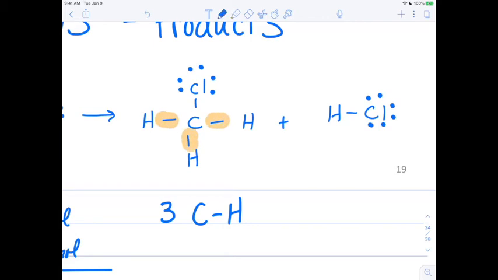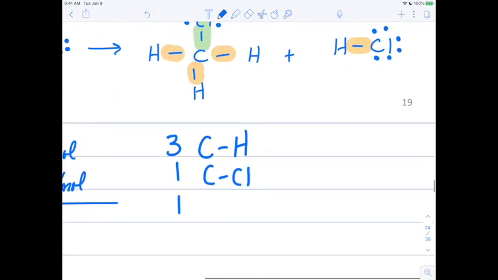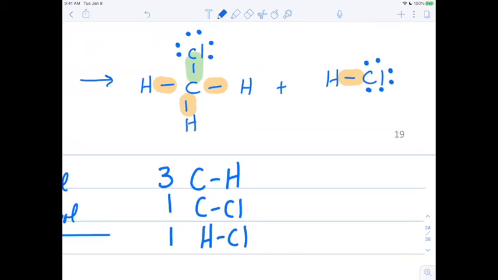All right, what other kinds of bonds do we have? All right, so I'm seeing a carbon-chlorine. We definitely have a carbon-chlorine. Let me go ahead and color that differently. There it is. All right. And I think I see a hydrogen-chlorine as well, right over here. Any questions on how we came up with these bonds, that we have 3 carbon-hydrogens, 1 carbon-chlorine, and 1 hydrogen-chlorine?